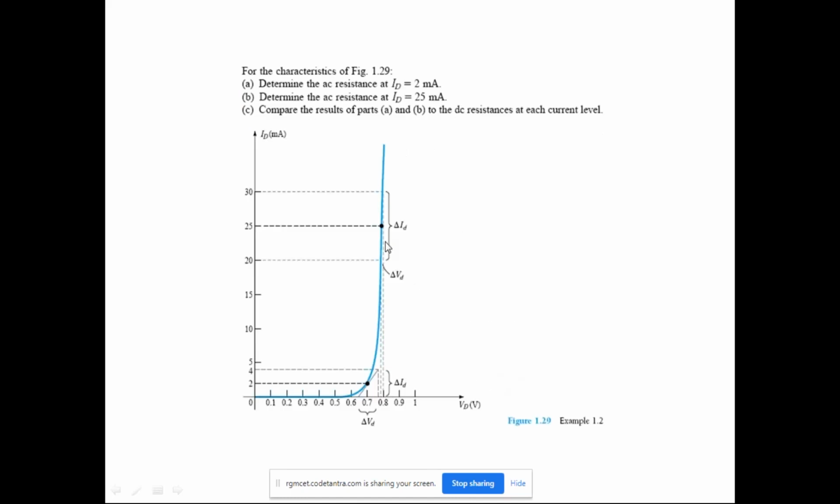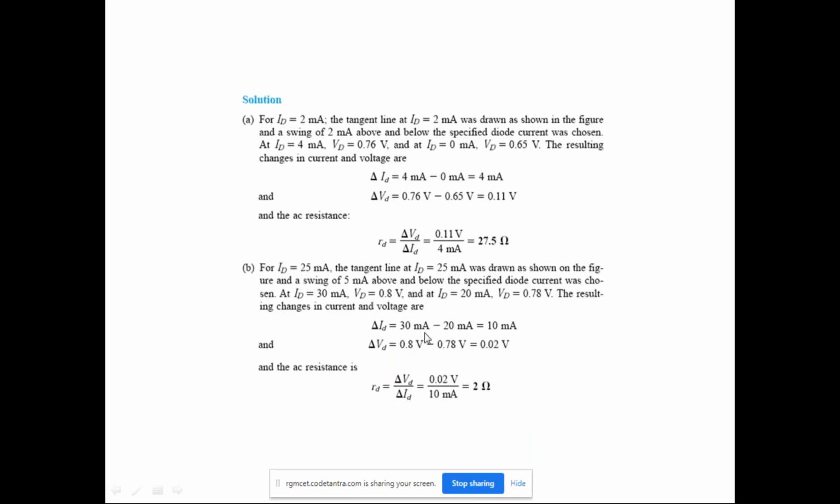And similarly, how to find it at 25? Draw one tangent line at 25, then this will give this one. Then find the change in ID and change in VD. Now what happened here? Change in ID is equal to 10 milliamperes. Change in VD is very small, around 0.02 volts. Then the dynamic resistance is equal to 2 ohms.